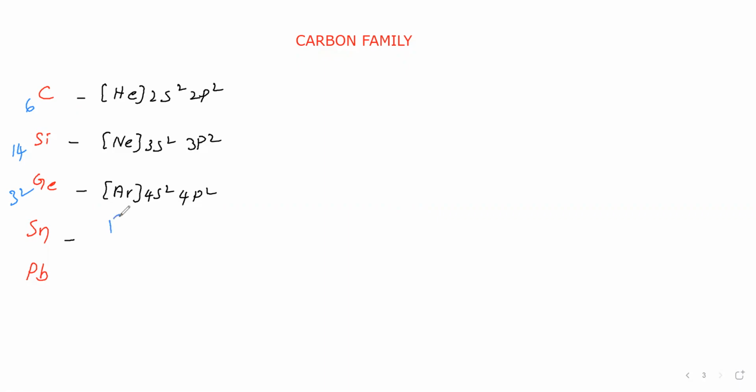Argon atomic number is 18. This 4s2 4p2, totally how much? 4. Remaining 10. That 10 is what? 3d10. Therefore, here 3d10 is there, because 3d series is present. Therefore, 3d10 we have added. 3d10, 4s2, 4p2 is the electronic configuration.